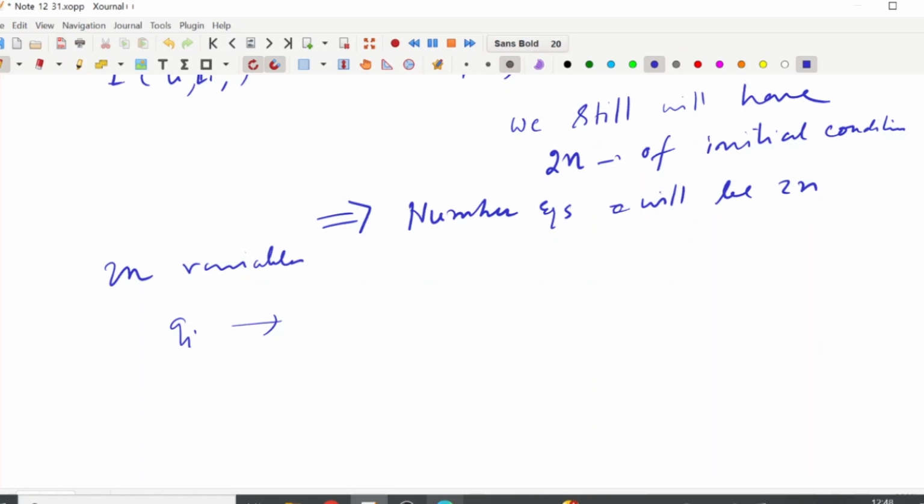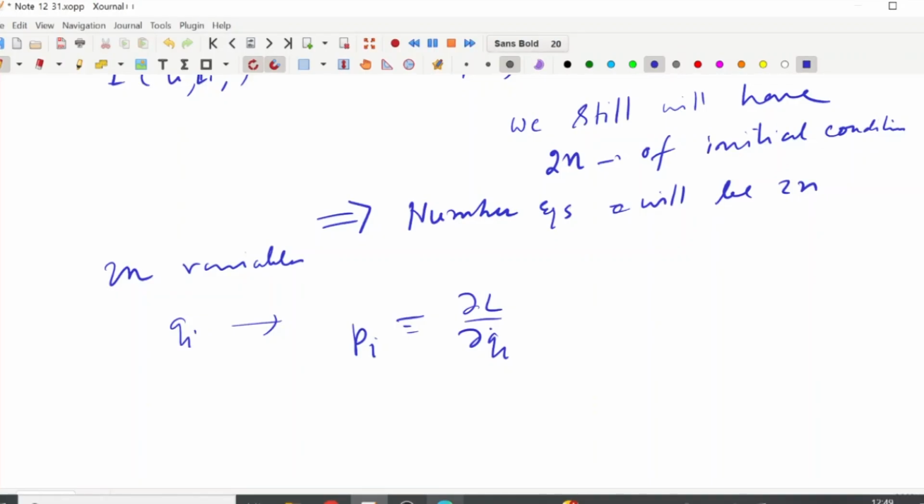So, half of them will be the coordinates and half of them will be momenta, which, as we already know, can be defined from the Lagrangian, that is p_i = ∂L/∂q_i dot. So, in this kind of thing, we have to assign a new space, which is called phase space. So, the concept of phase space will be there. Phase space will be 2n dimensional, because there are n coordinates and n momenta.